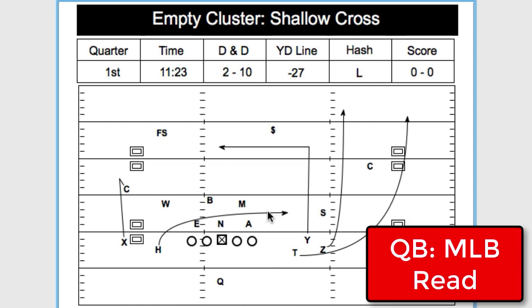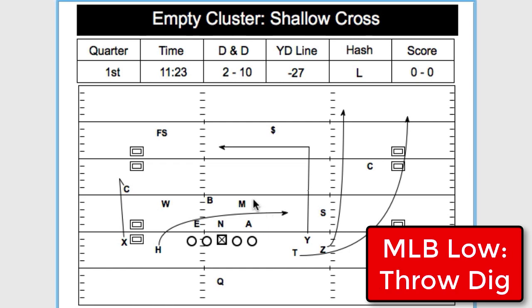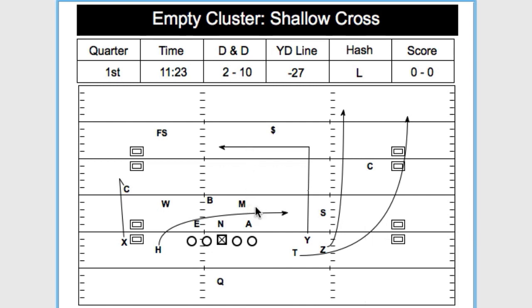The read on this play is going to be the middle linebacker. If the middle linebacker drops to cover the dig, then you'll throw the shallow. If the middle linebacker stays low to cover the shallow, then you'll throw the dig. Now, a couple things can happen here. If the middle linebacker stays low, the shallow is obviously a no-go. So then you'll look up to the dig.